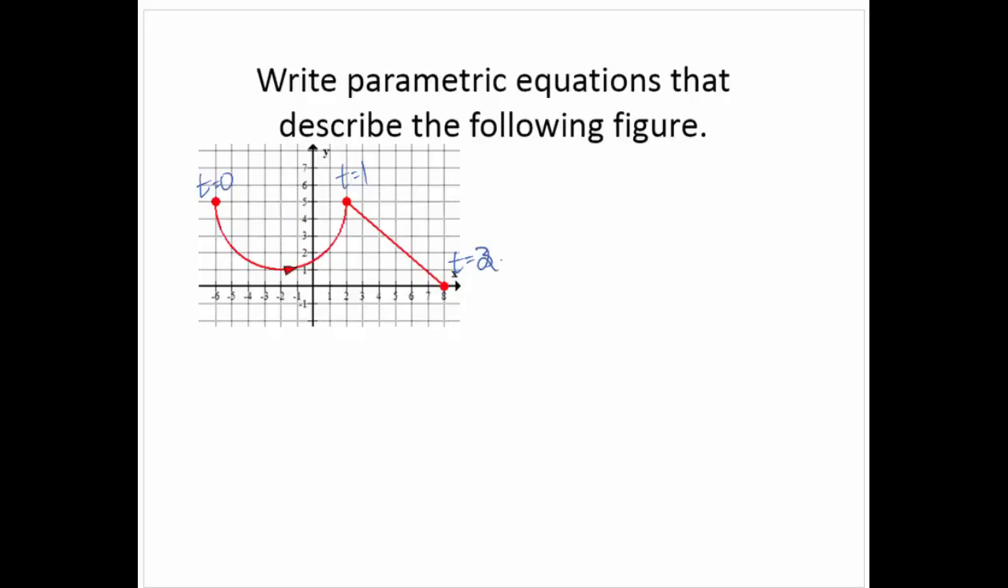Alright, so first thing I'm going to do is write an equation for this semicircle. Notice that it's centered at negative 2, 5, right? That's the point (-2, 5). It has radius 1, 2, 3, 4, right? The radius is 4.